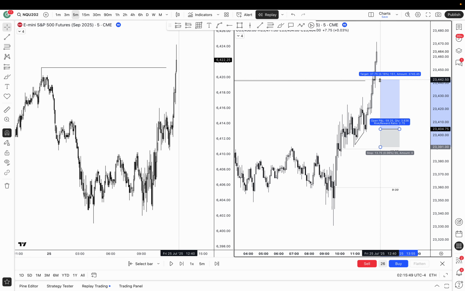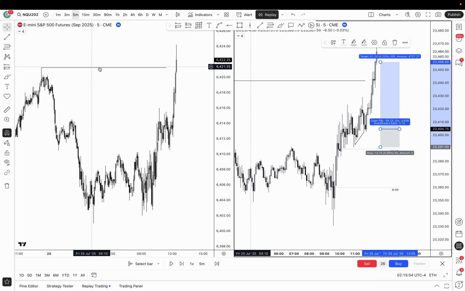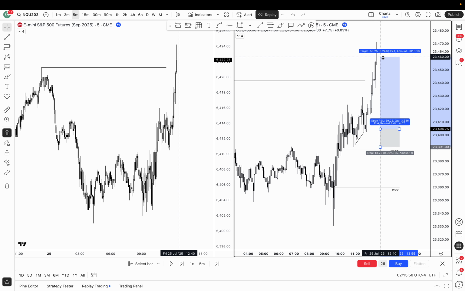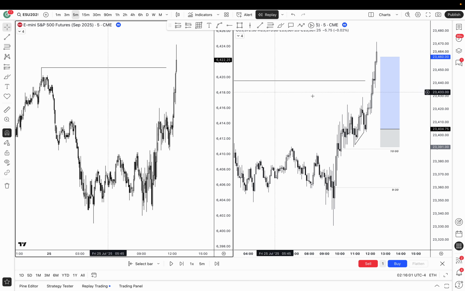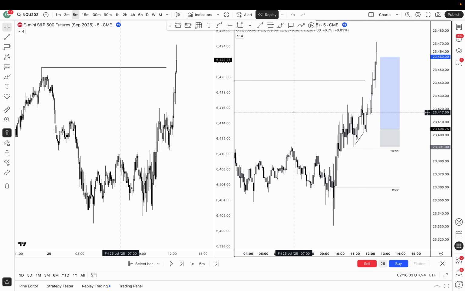Instead of, what is this, 2.7R? The opening price of this candle, which it hasn't even hit, is right here. So that's almost 4R. I think I exit around 4R exactly when we hit this high. So that was my trade, guys.